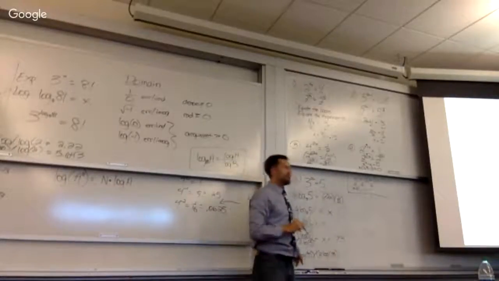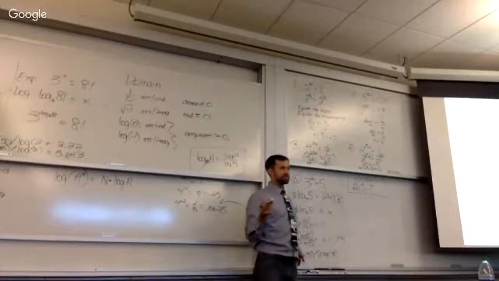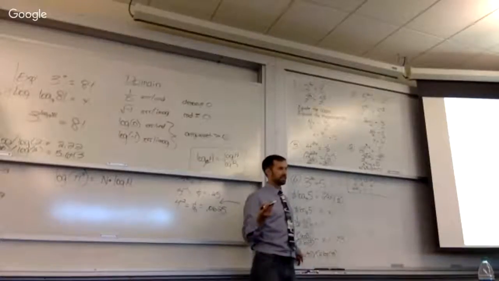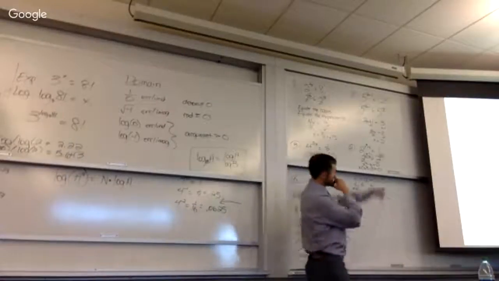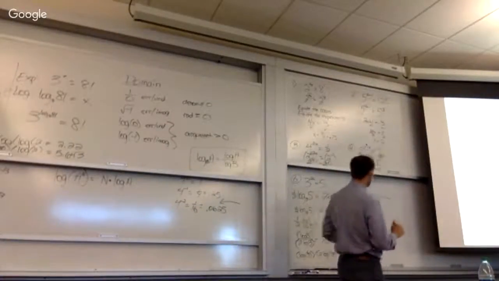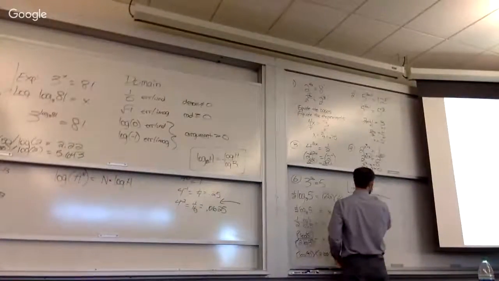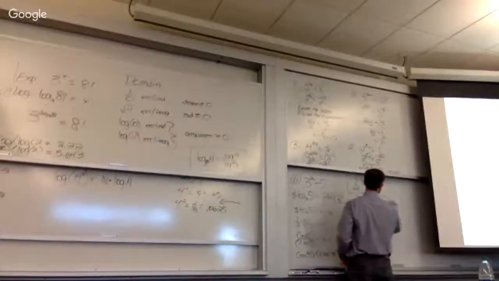Does it surprise you how many parentheses you need to use on your calculator? Maybe yes, maybe no. All right, let's try another one, folks. So that was number 6. Let's try number 7. We have 5 to the power of negative x equals 2.